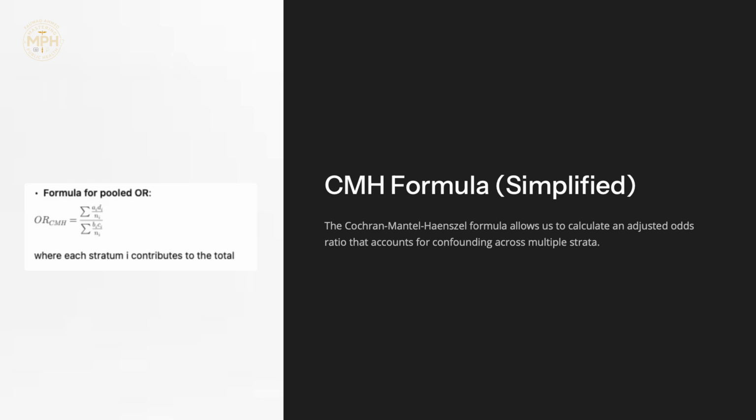For each stratum, calculate the odds ratio. Then sum the stratum-specific numerators and denominators using the CMH formula to get an adjusted odds ratio. This gives us a more accurate estimate of association, accounting for confounding.